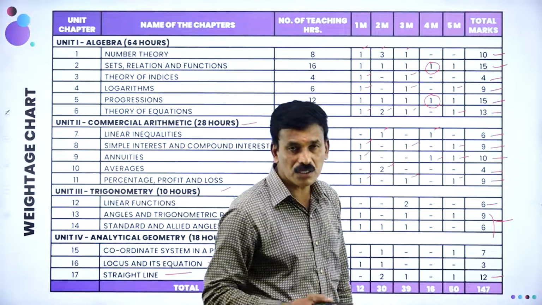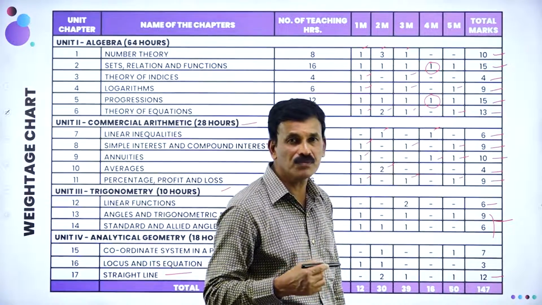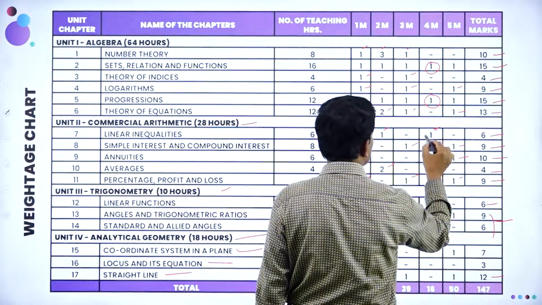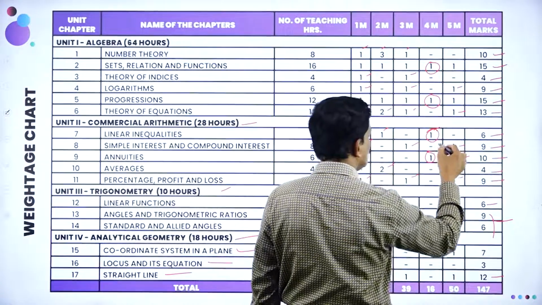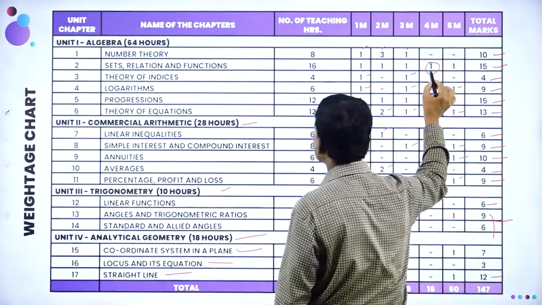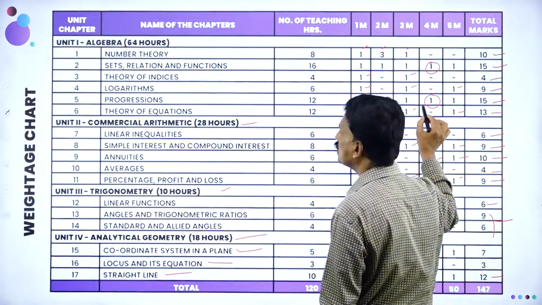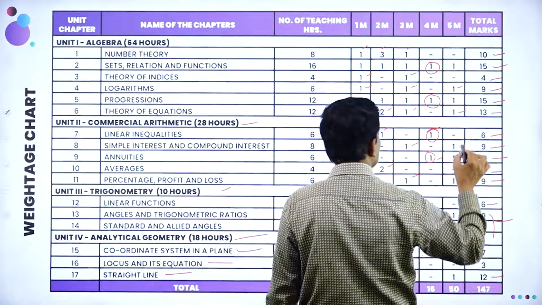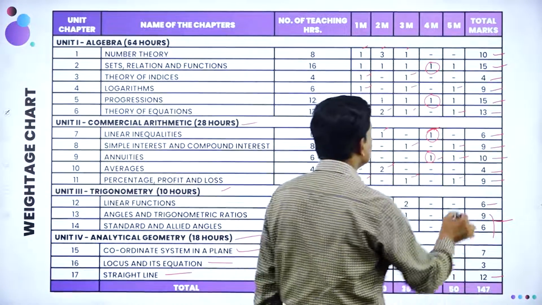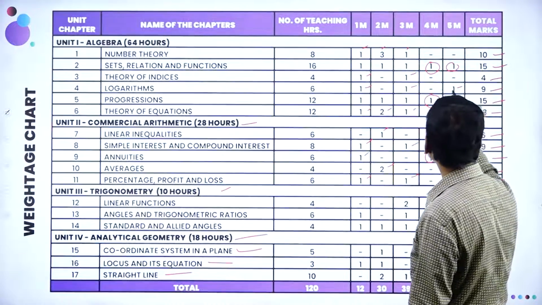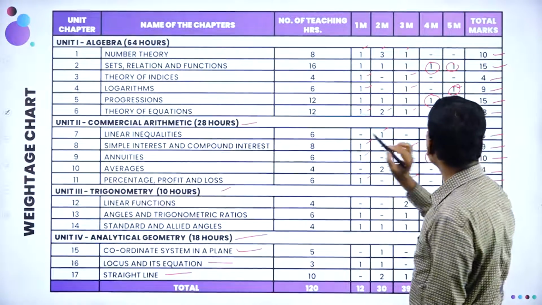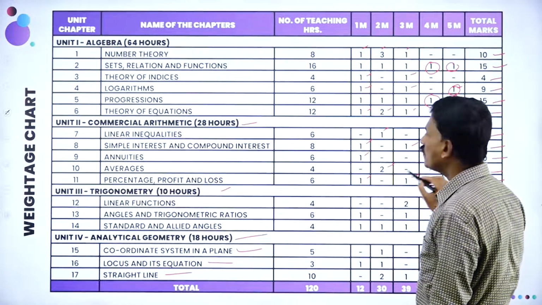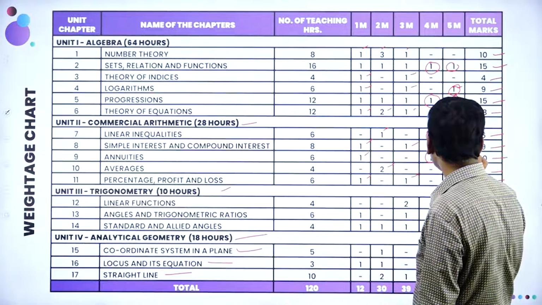So these are the question paper pattern and the blueprint for the chapters. Now the main concept is that the 4 marker question will appear only in 4 chapters, that is sets, relations and functions, progressions, then linear inequalities and annuities. Whereas 5 marks questions appear in these chapters: sets, relations and functions, then logarithms, progressions and theory of equations. Whereas in linear inequalities, no 5 marks questions.